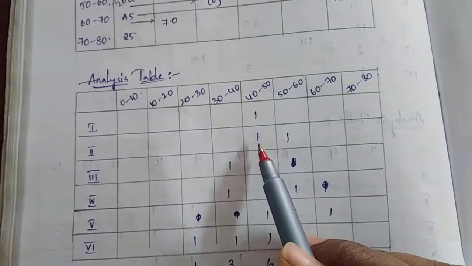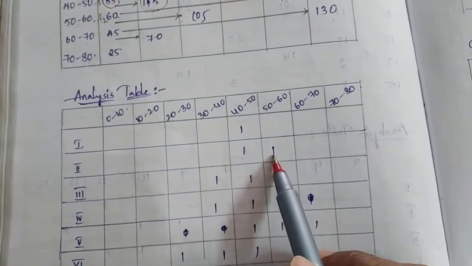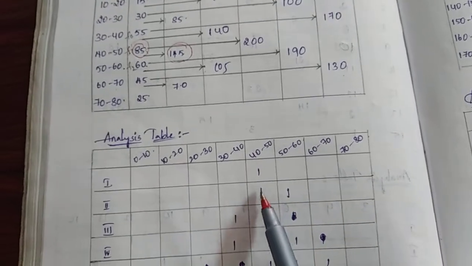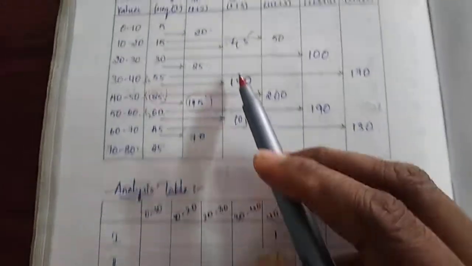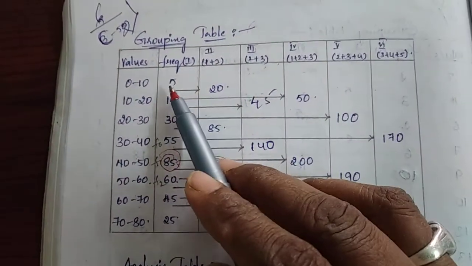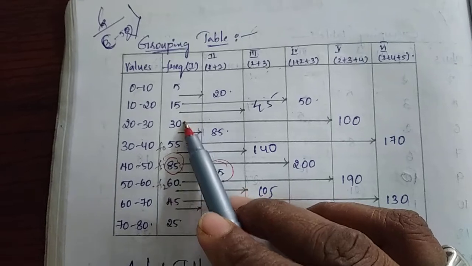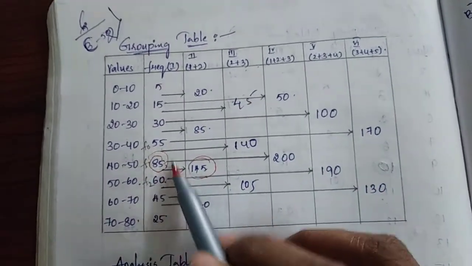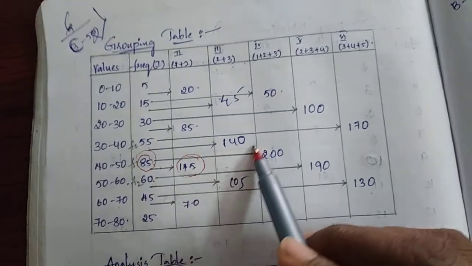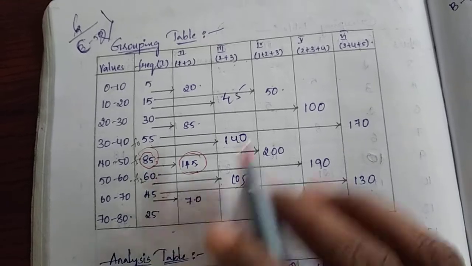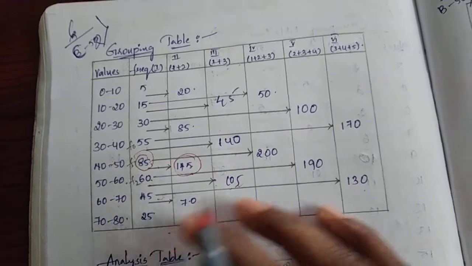Now we have to go to the analysis table. In the second column we have to mark 40 to 50 and 50 to 60. By adding both values we got the 145, so we have to mark under both columns here. Next column 3: 2 plus 3. The first one you have to leave. From here you count 15 plus 30, how much? 45. 30 plus 55 plus 85, how much? 140. Next 60 plus 45, 105. Last 25 is left, only one is there, leave it over.